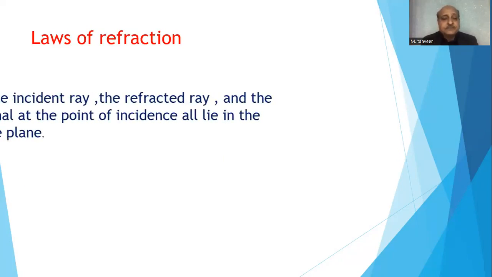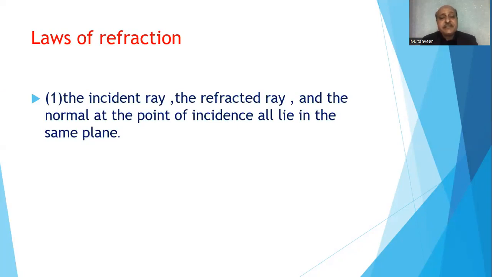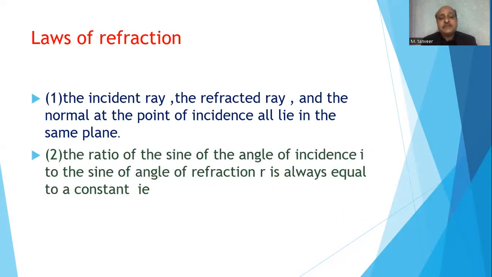First law is incident ray, refracted ray, and normal at the point of incidence all lie in the same plane. That is same as that of law of reflection. But second law is different. The ratio of sine of angle of incidence to sine of angle of refraction is always constant.